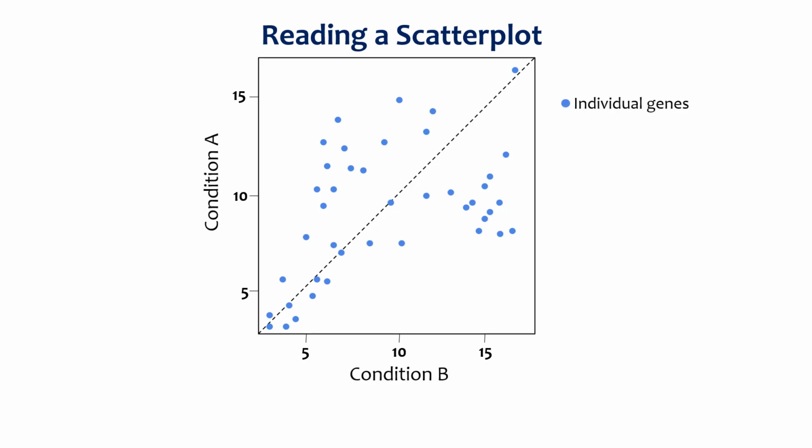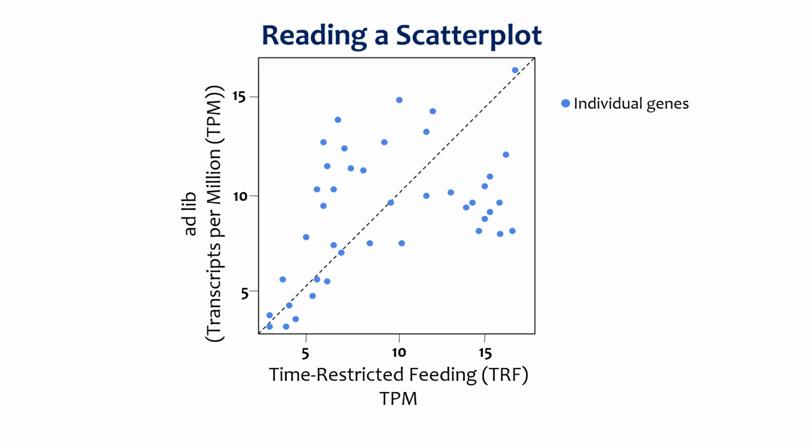An example of this would be to compare expression of time-restricted versus ad libitum fed mice. Time-restricted feeding is plotted as TRF on the x-axis, and ad libitum is plotted as ad lib on the y-axis. For each gene, the transcripts per million, or TPM, is plotted. The higher the TPM of a gene, the more highly that gene is expressed in the sample. With this plot, it is easy to see which genes are differentially expressed between conditions.